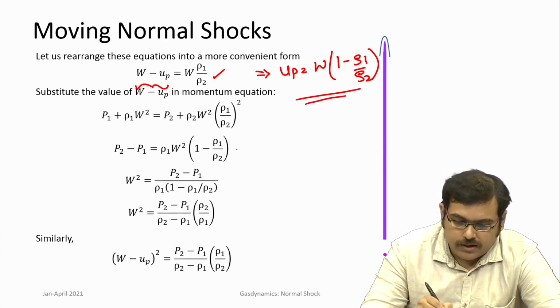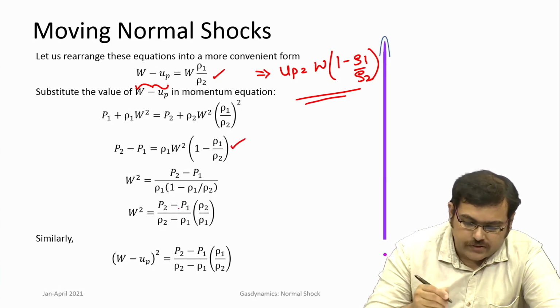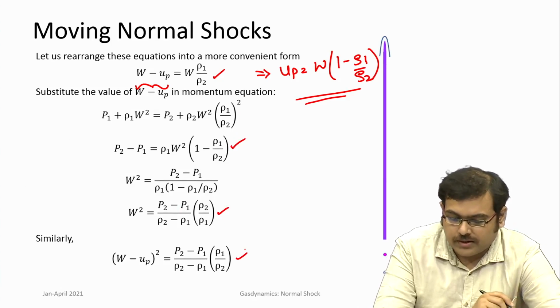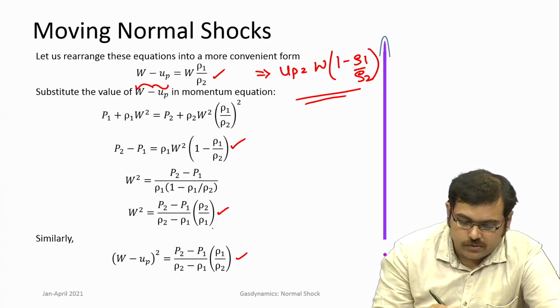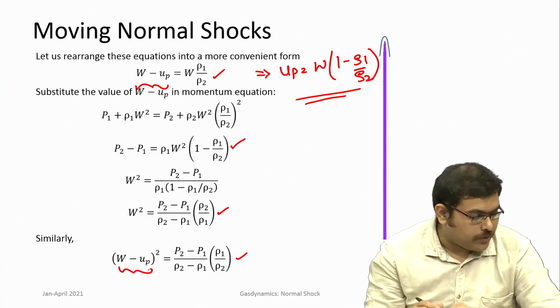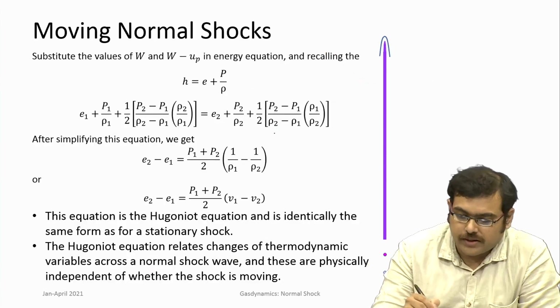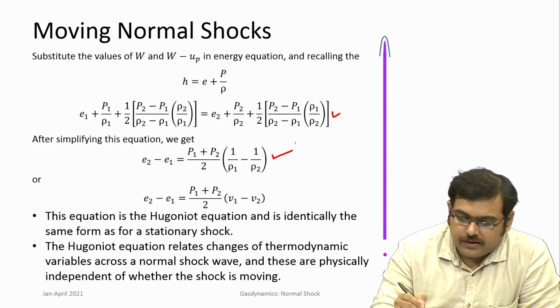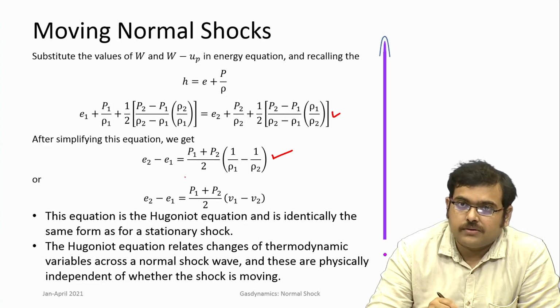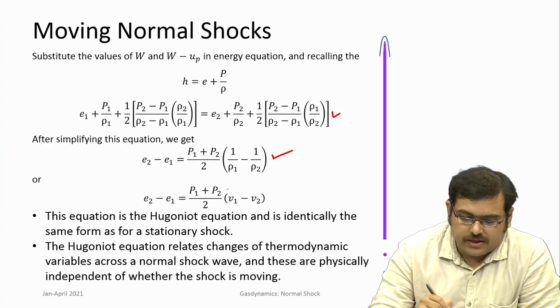The combination of the mass conservation into momentum conservation, applying similar principles, we express w squared in terms of pressures and the ratio of difference of pressure and density, rho 2 by rho 1 and rho 1 by rho 2, giving w minus up squared, and then putting this into the energy equation and coming up with the final expression for Hugoniot. So, this is the Hugoniot expression for moving shock, written relative to the shock wave, and it is the same as the stationary shock.